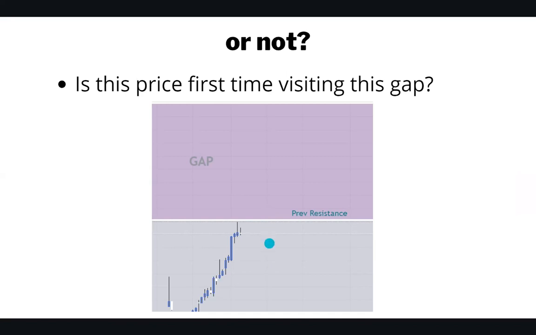But again, do what you feel. I'm not telling you what to do. I'll never tell you what to do. But for me, I'm not taking it the first go around. I'll wait until the second go around. If it goes and fills it, then it just goes and fills it and I missed it. Oh well, there's always another play. But I'm not taking it the first time.